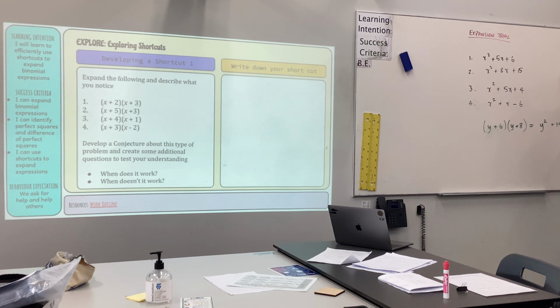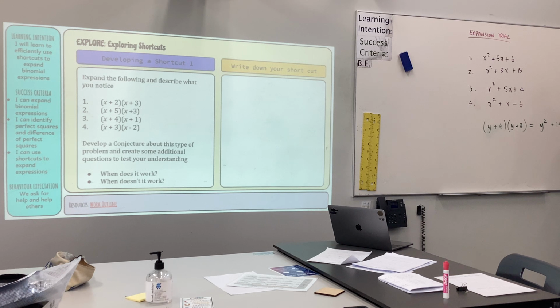The other time it won't work is if I have a number in front of the x. So I've got a number in front of the x. This trick won't work then either, because when I go 3x times 2x, that's 6x squared. 3x times 3 is 9x's. 2 times 2x is 4x. And then 2 times 3 is 6. So I get 6x squared plus 13x plus 6.